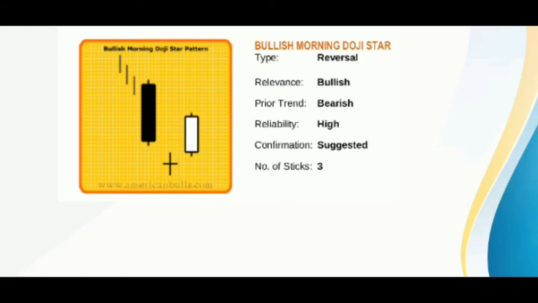The market is characterized by a prevailing downtrend. Then we see a small real body at the upper end of the trading range. The color of this body is not important. We would like to see the lower shadow at least twice as long as the real body. There is no upper shadow.